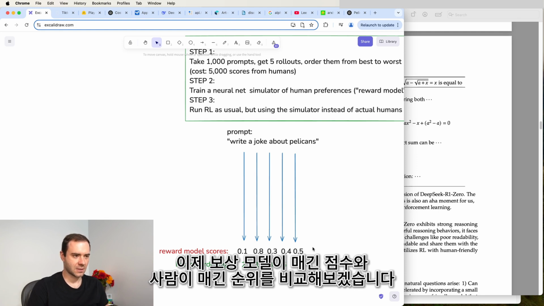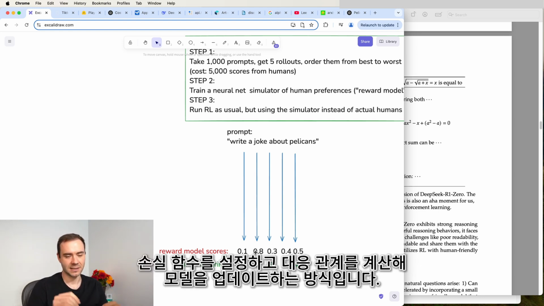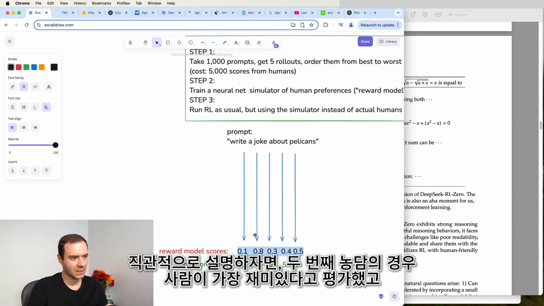Now we compare the scores given by the reward model with the ordering given by the human. There's a precise mathematical way to calculate this: basically set up a loss function, calculate a kind of correspondence here, and update the model based on it. But I just want to give you the intuition. As an example, for this second joke, the human thought that it was the funniest, and the model kind of agreed, right? 0.8 is a relatively high score, but this score should have been even higher. So after an update of the network, we would expect the score to grow to, say, 0.81 or something.